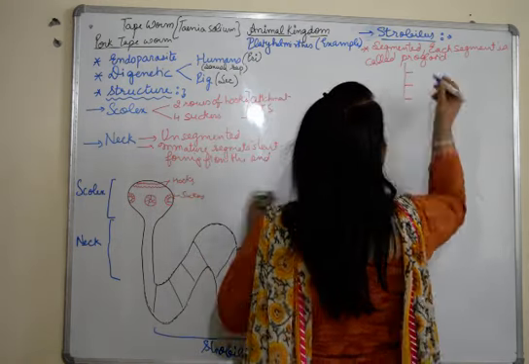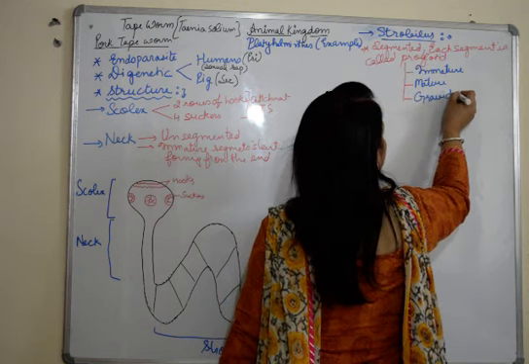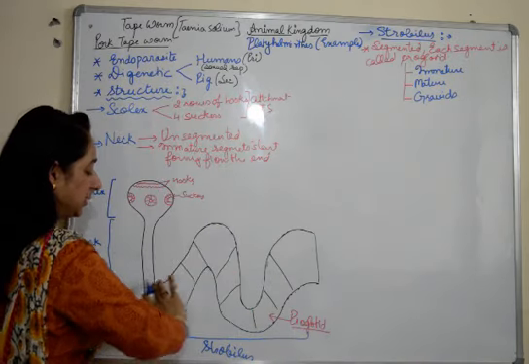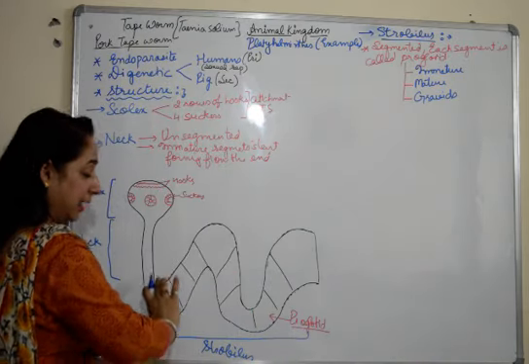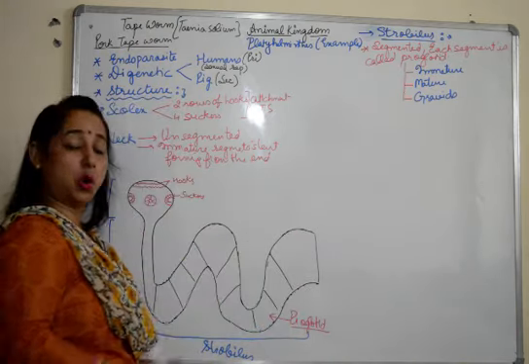immature, mature proglottids, and gravid proglottids. Immature proglottids, mature and gravid. Immature are the ones which are here in the starting. Middle ones are the mature proglottids, and the last ones are the gravid proglottids.